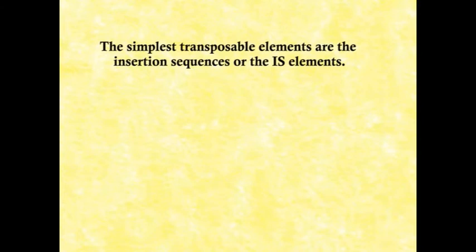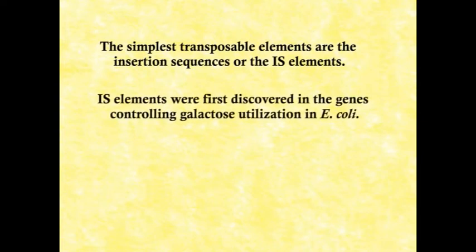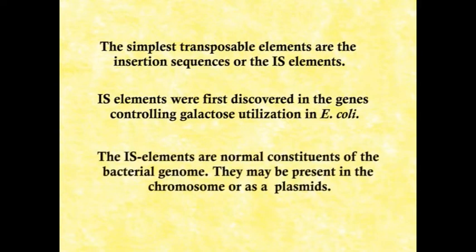The simplest transposable elements are the insertion sequences or the IS elements. IS elements were first discovered in the genes that control galactose utilization in E. coli. The IS elements are normal constituents of the bacterial genome, so they may be present in the chromosome or as a plasmid. For example, IS elements present in the F plasmid of E. coli are involved in the integration of the F plasmid with the bacterial chromosome, producing the Hfr strains. During the process, genetic exchange between the IS element of the plasmid and the chromosome takes place.